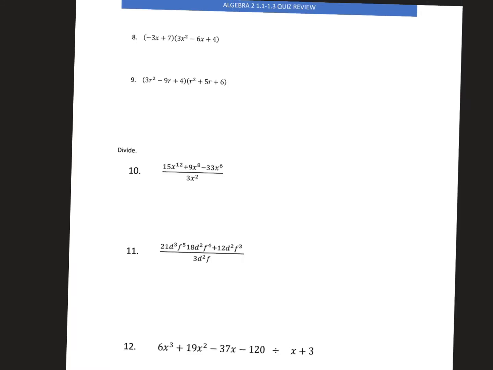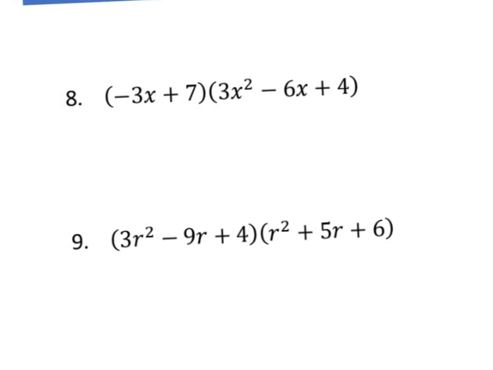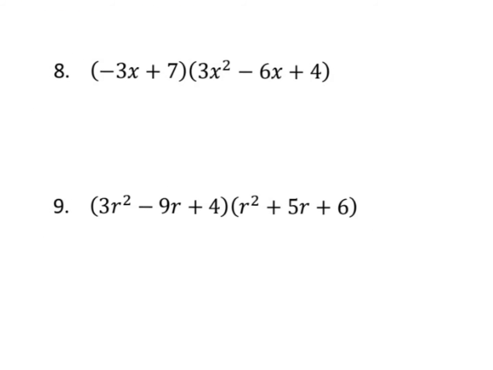All right, let's move on to number 8. So remember, we can only use the FOIL method when we have two binomials, right? But since we have a polynomial, a trinomial, we have three terms here, we have to use our kind of long distributive property method. So I have to take my first term, which is this negative 3x, and I'm going to multiply it to everything over here. So negative 3x times 3x squared is negative 9x cubed.